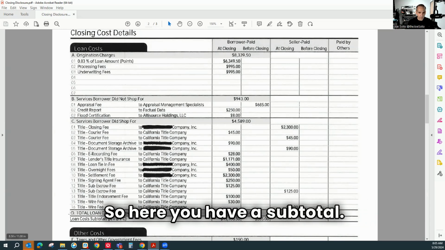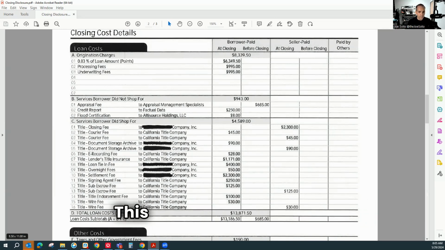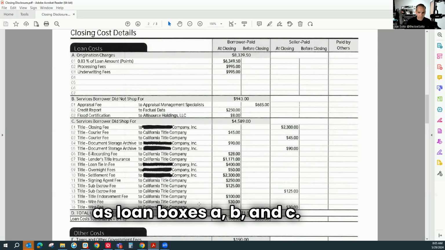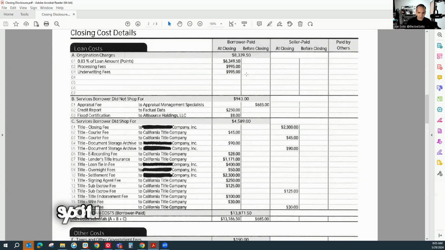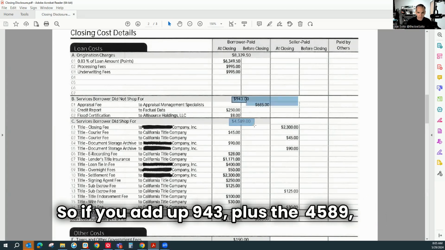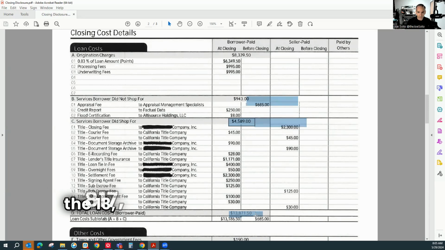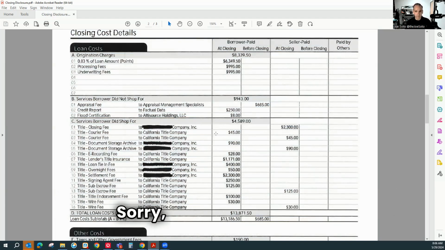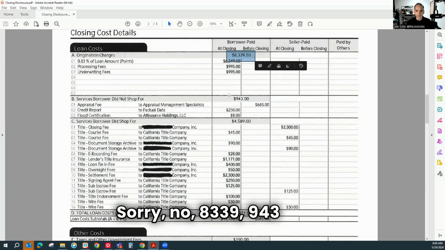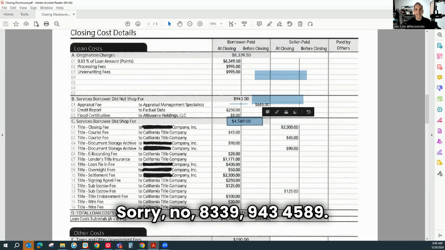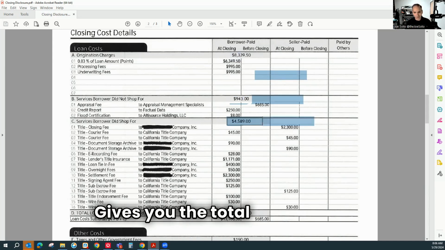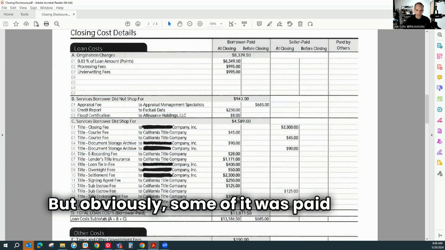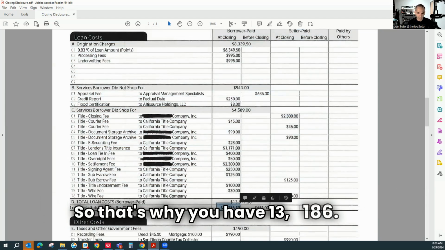So here you have a subtotal, all total costs. This is all loan costs as far as loan boxes A, B, and C, right? This is adding up A, B, and C. So if you add up 943 plus the 4589 plus the 817 gives you a total right here, right? Oh, sorry. No, 8339, 943, 4589. Sorry, guys. Gives you the total here, 13,871. So that gives you that total there, but obviously some of it was paid outside of closing. So that's why you have 13,186.